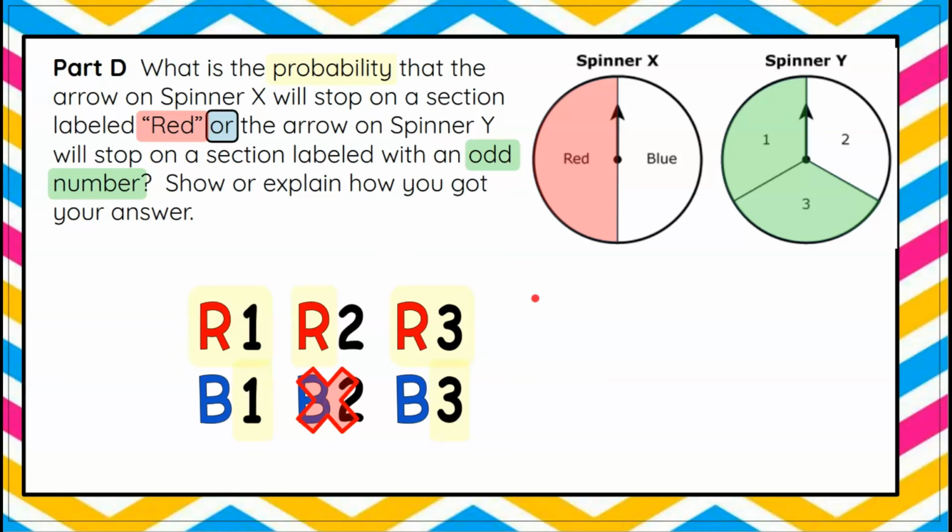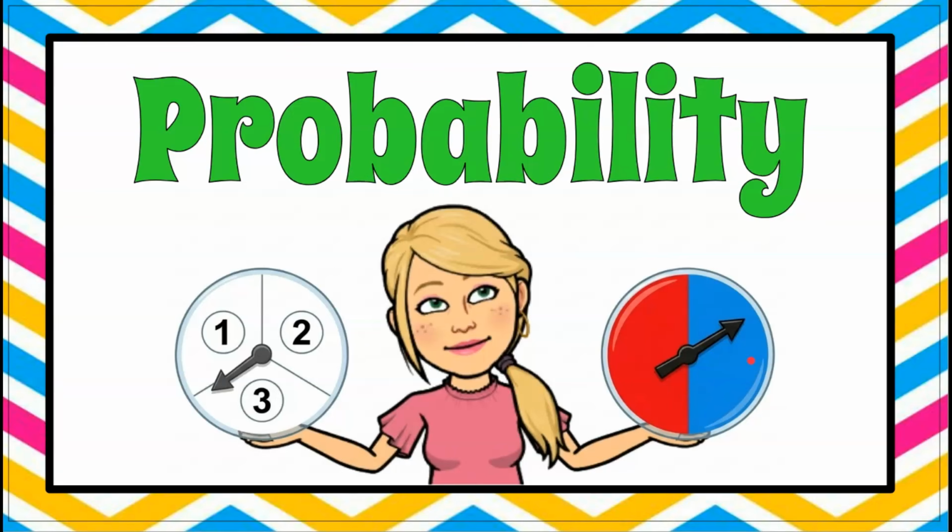So the chances are very high. 5 of the 6 outcomes are red or odd. So the probability of spinning a red or an odd number is 5 out of 6. Pretty high. And that is how we find simple probabilities and compound probabilities using "and" or "or."